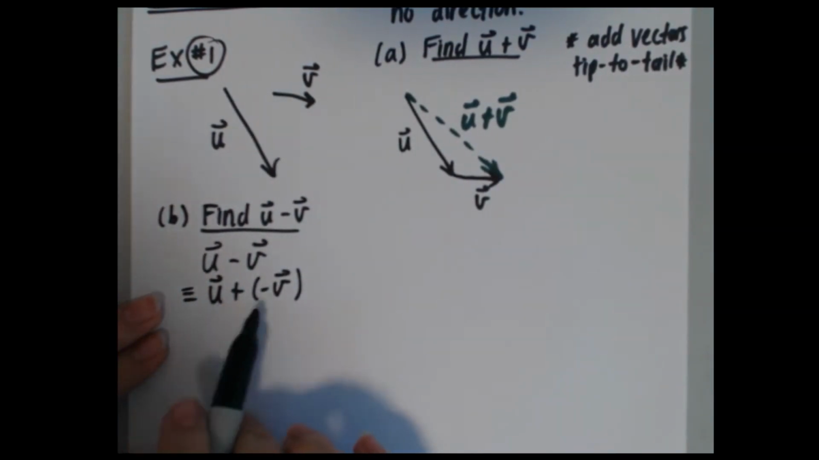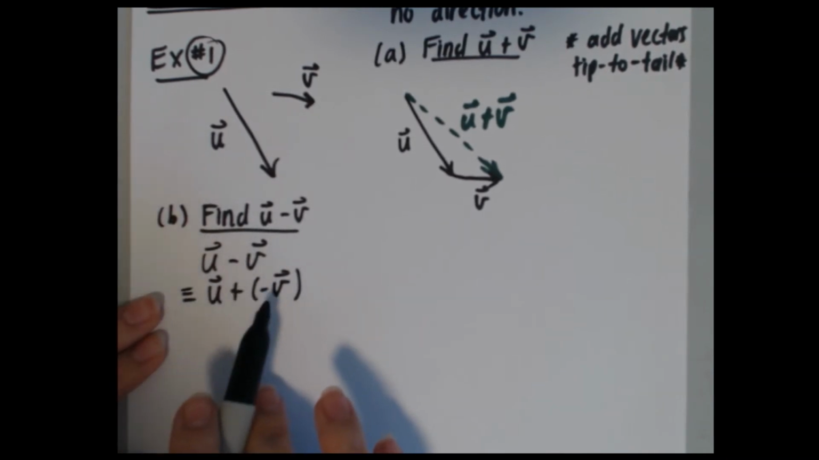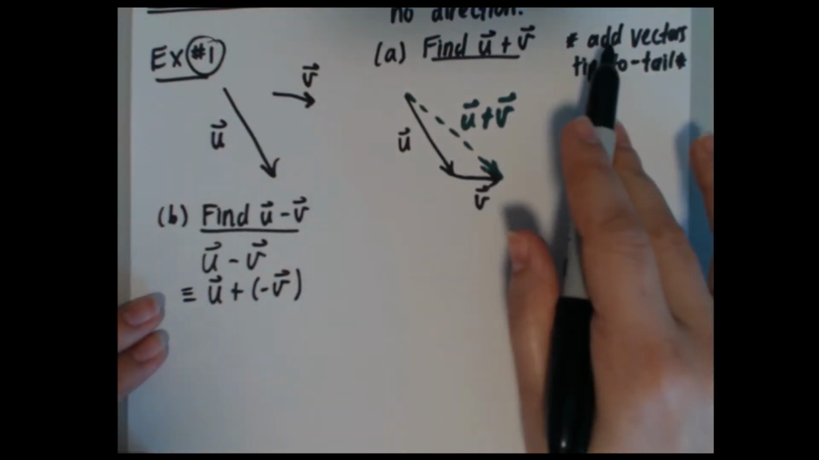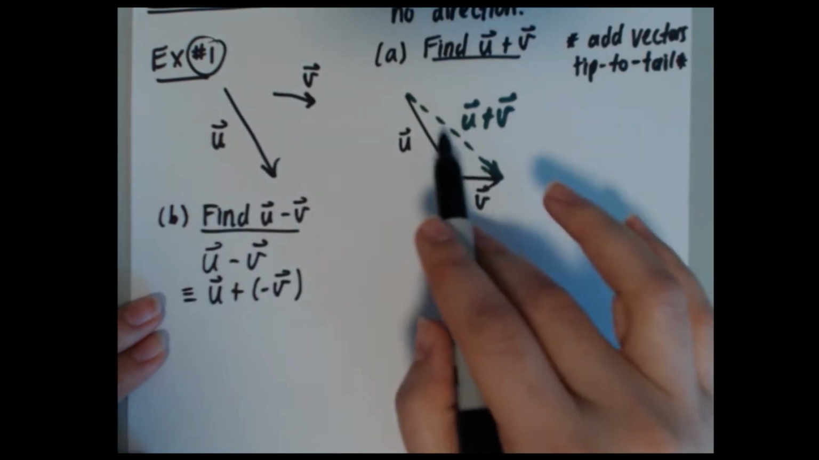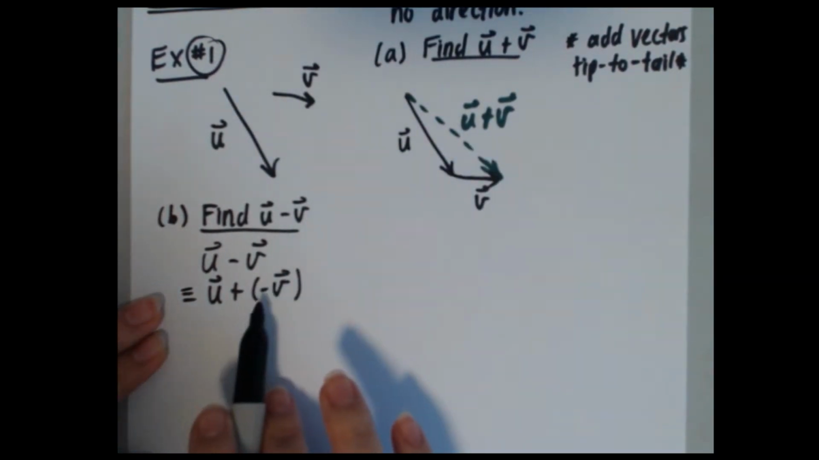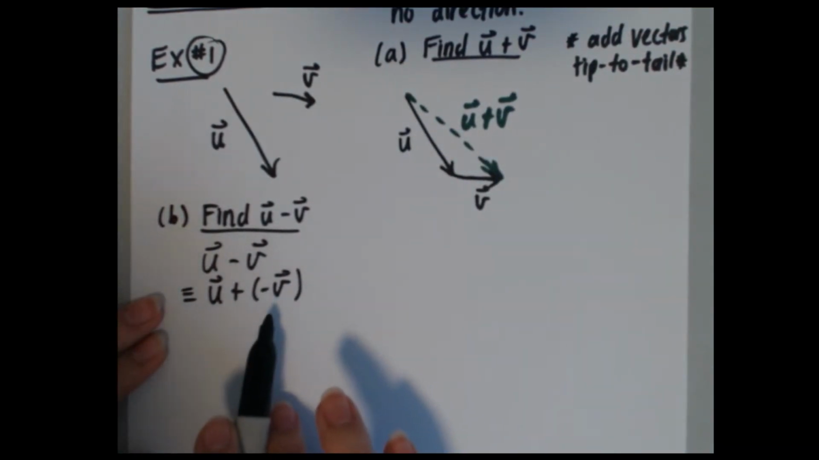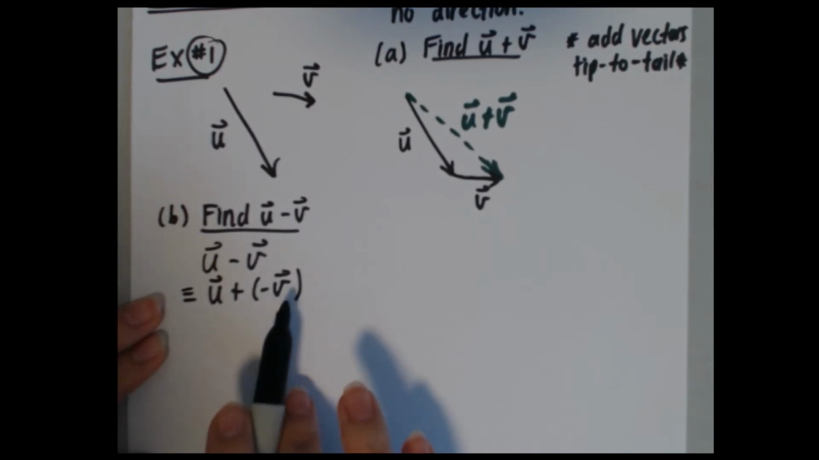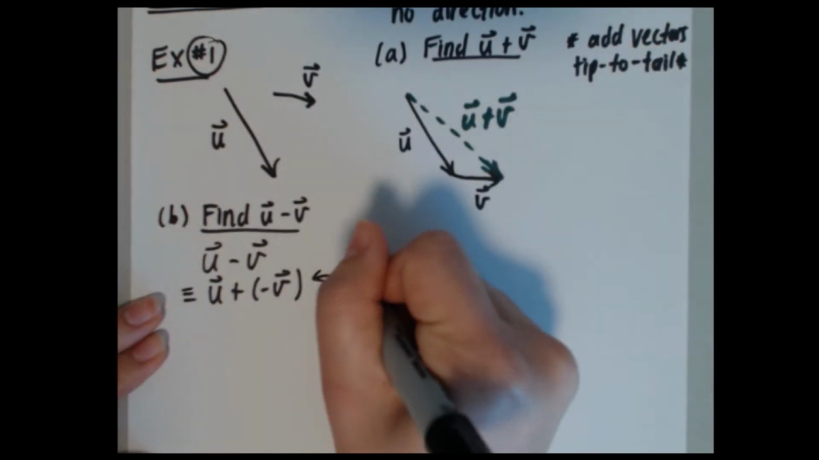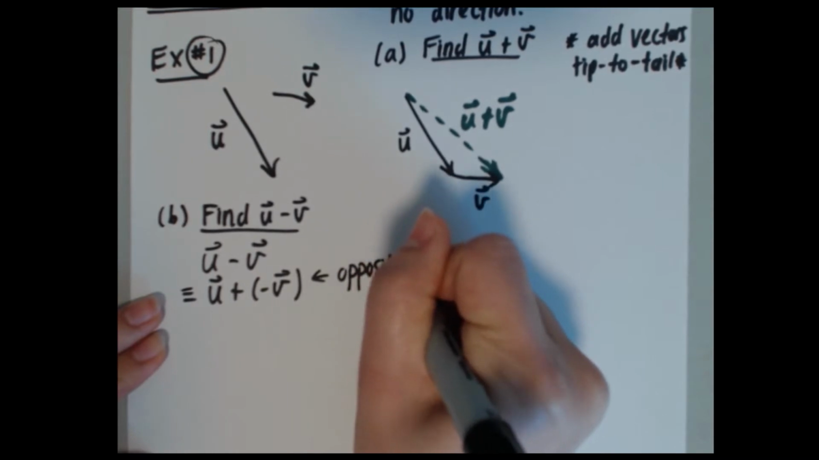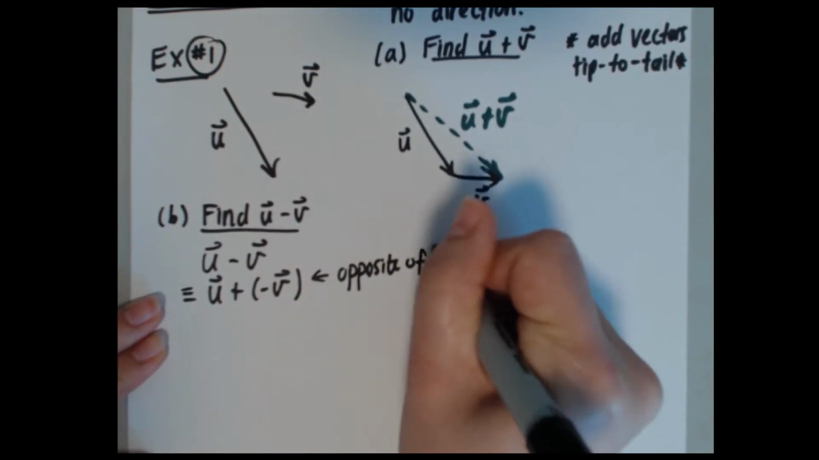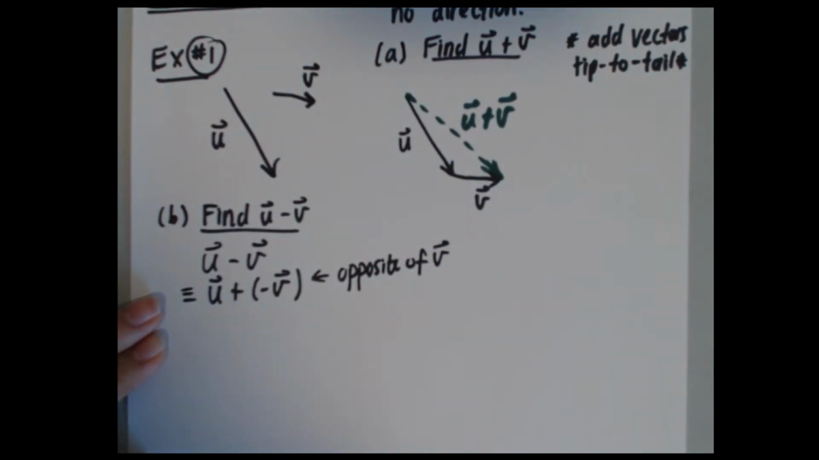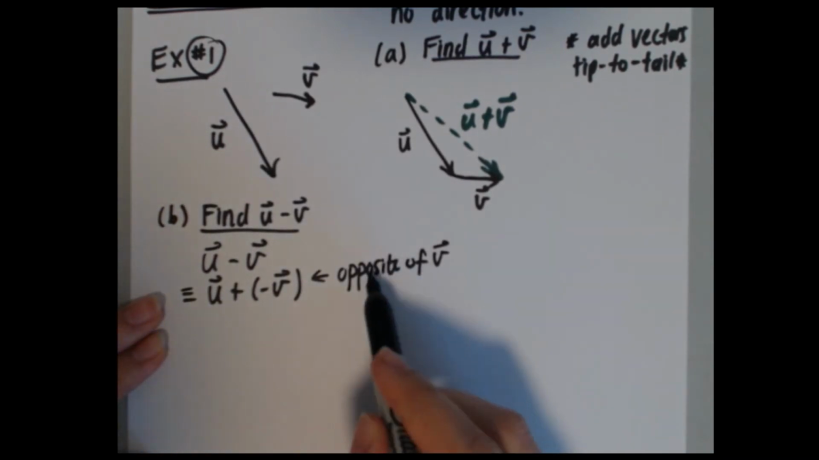Okay, so why is that important? Well, like this, I'm adding vectors together, and I know how to add vectors. I add them tip to tail, okay, and I did that right here. Don't worry about the fact that there's a minus here. This is just a different vector. In fact, negative v, this is the opposite vector of v. Now, if you remember from lesson 6.1, I defined what an opposite vector was.